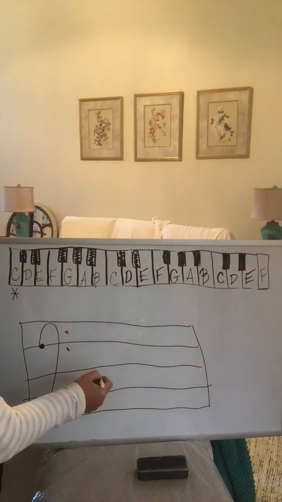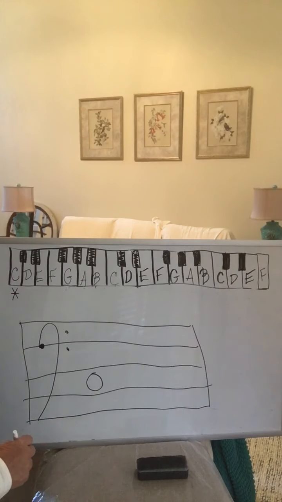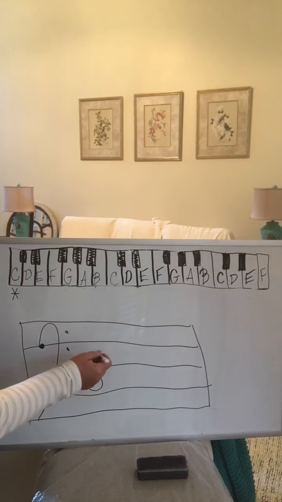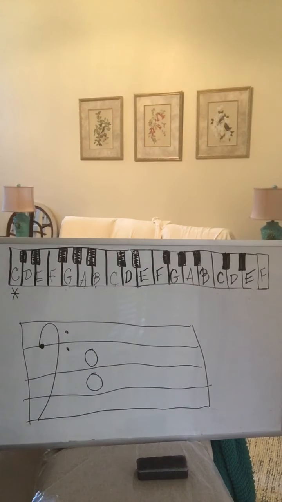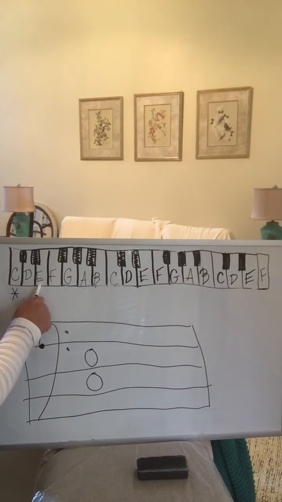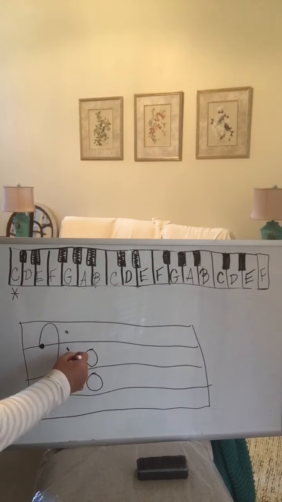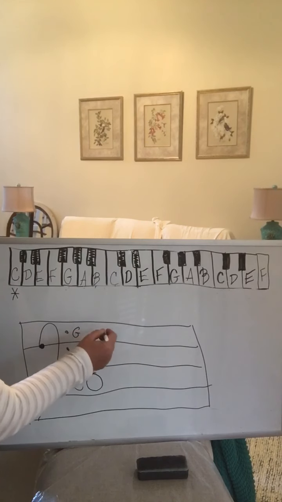All cows, that's a space note. And let's draw our space 2. That's our C. Now, all cows eat. Let's draw the next space. And the last one, all cows eat grass. There's our G. C-E-G. C, E, and G.